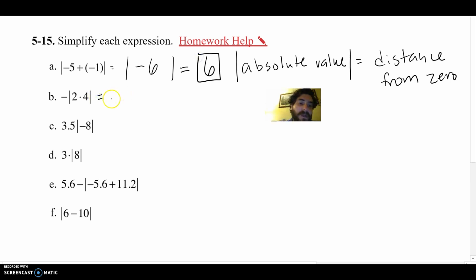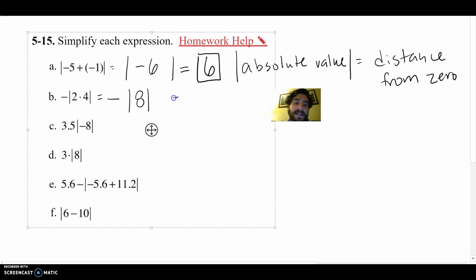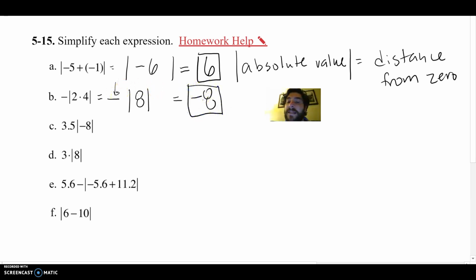Here is kind of weird because it wants to know the opposite of this distance here. And 2 times 4 is 8. So it wants to know what's the opposite of this distance. Well, 8 is 8 units away from 0, so the absolute value of 8 is 8. But we're asked for the opposite of that. So the answer is -8. The opposite of 8 is -8.